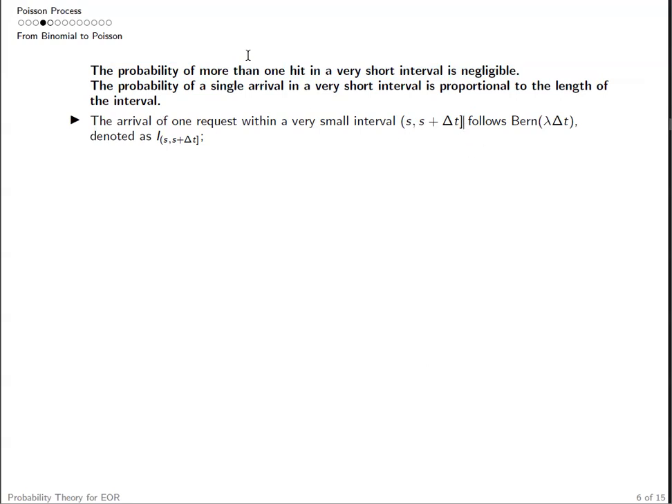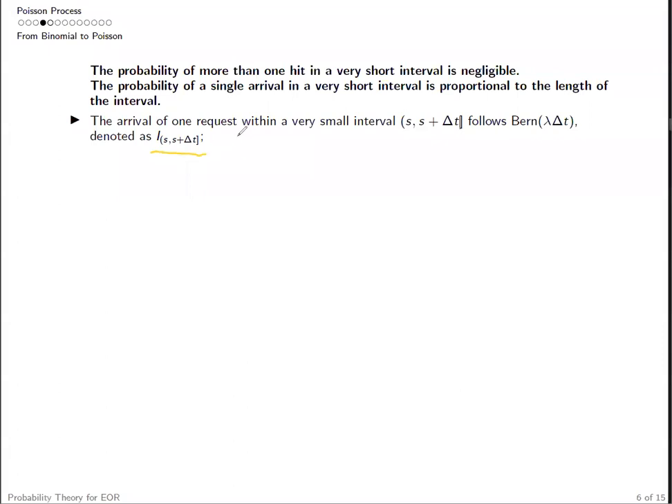Based on the two assumptions, supposing they work okay in practice, the arrival of one request within such an interval follows a Bernoulli distribution. Here, we make use of the second assumption: the success rate is lambda delta t, which is indeed proportional to the length of the time interval. And we denote this random variable as the indicator function of this time interval. So it's a Bernoulli distribution, either equal to 0 or 1.